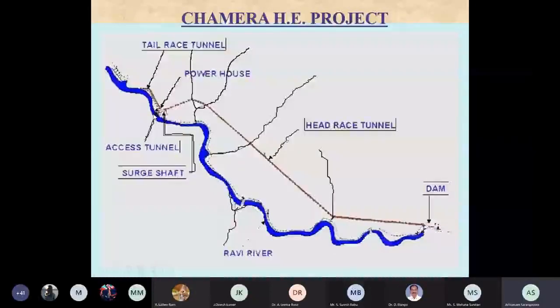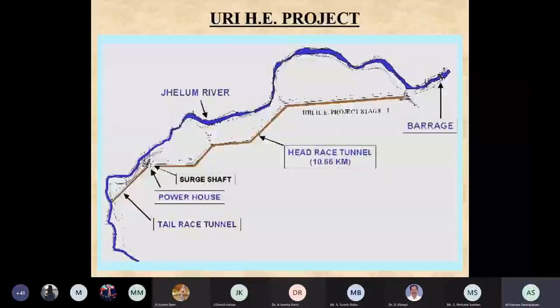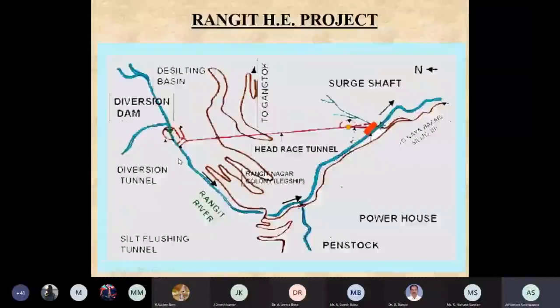Next one, this is Uri, in Jammu and Kashmir. This is the layout, same as that one. And next, this is the Rangit, in Sikkim, on the same river. We are taking the water from the dam, and this is the powerhouse location. And you can see this is the access road for the project.